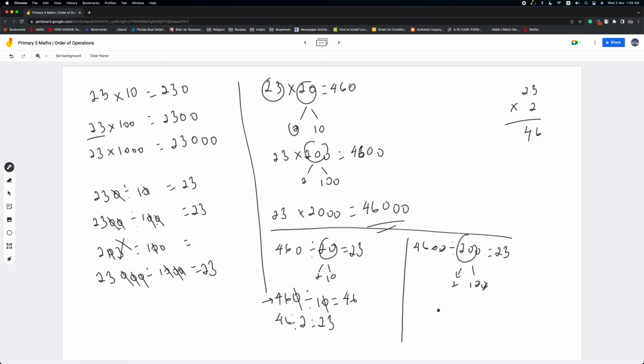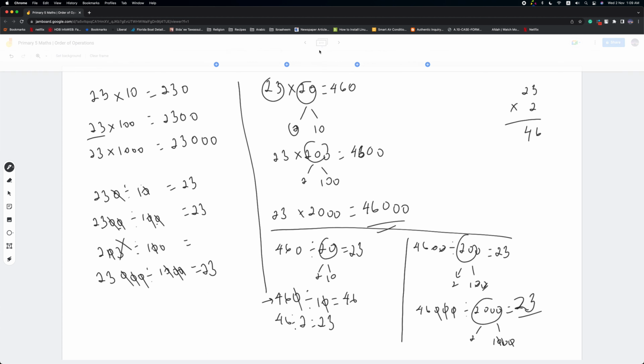Okay, it's 23. And if I have 46,000 divided by 2,000, same thing. I break this into 2 and 1,000, and I just need to cancel. Make sure the zeros are at the ones place. And then I have again 46 divided by 2. Sorry, it's 23. There you go. Alright, so this is quite straightforward. Usually students don't have a problem with this part.